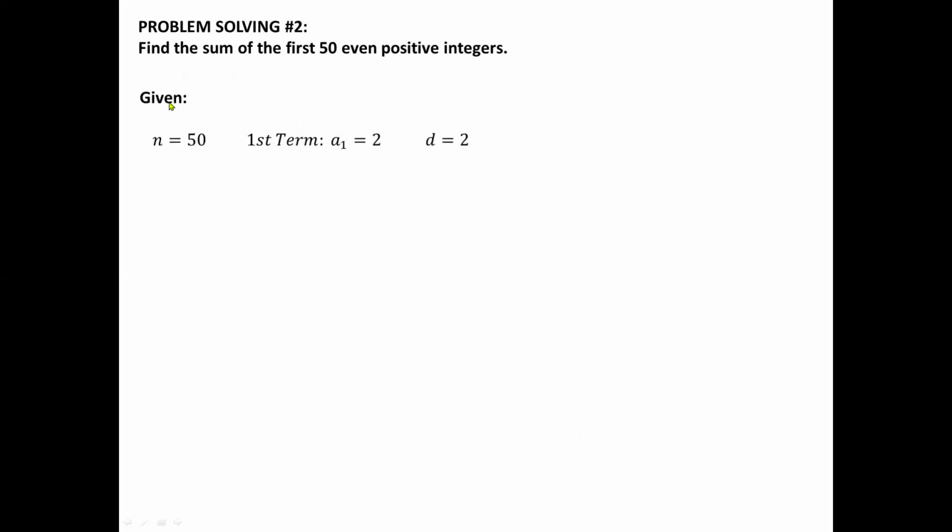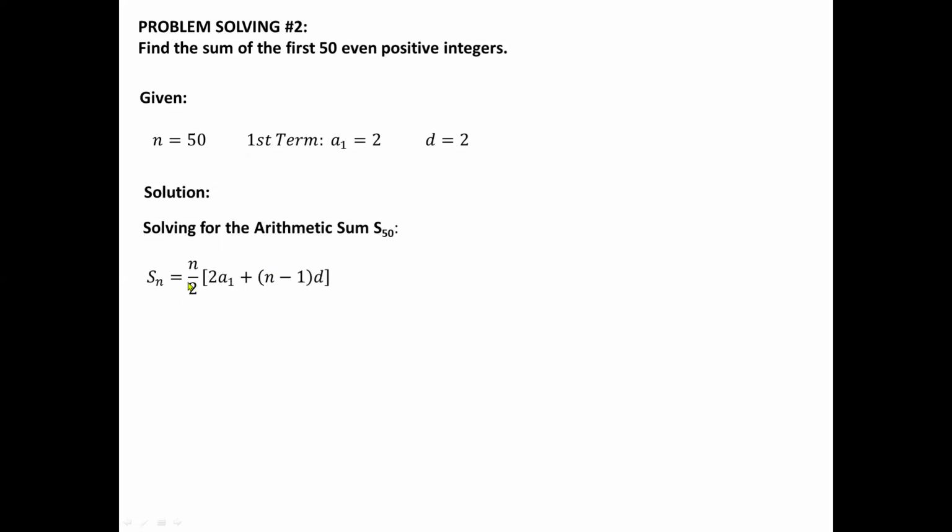Definitely, ang number of terms natin is 50, dahil 50 yung numbers. Ang first term natin is 2. At dahil by 2 yan, ang common difference natin is definitely 2. Now, we need to calculate for the sum of the sequence hanggang pang-50 term ng mga positive even integers. Solution, solving for the arithmetic sum S sub 50.